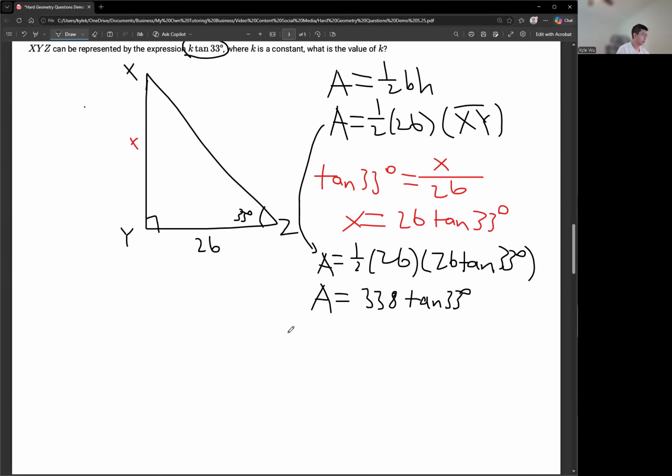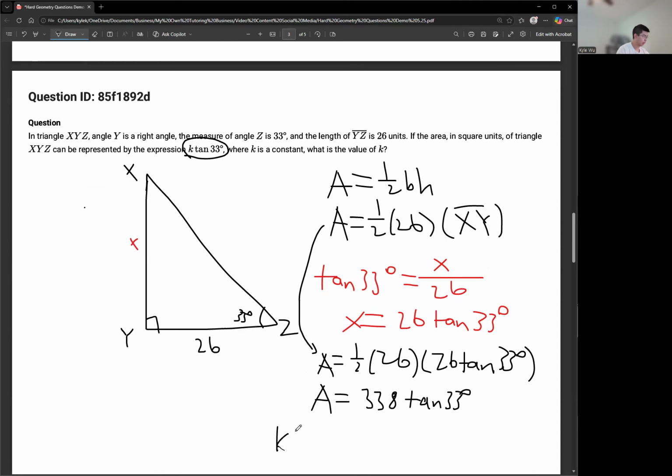And this is great news. That means our answer here is k equals 338.